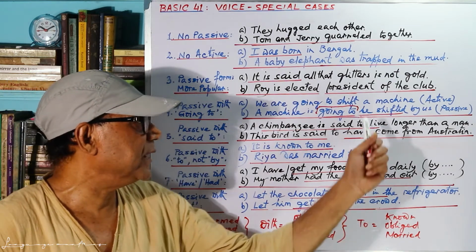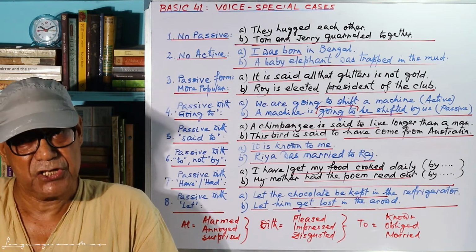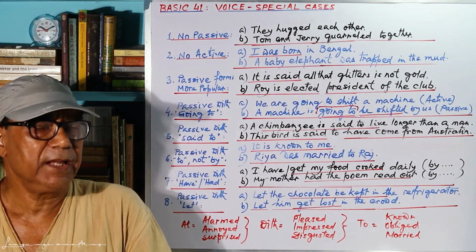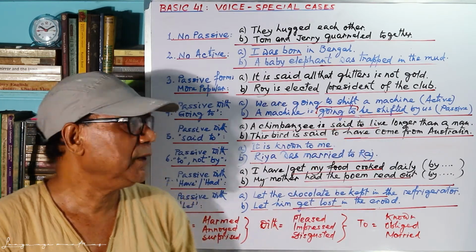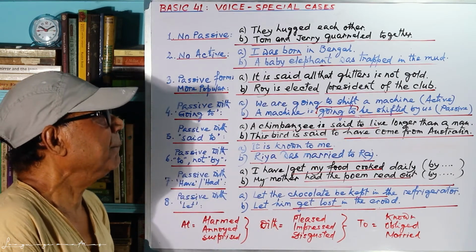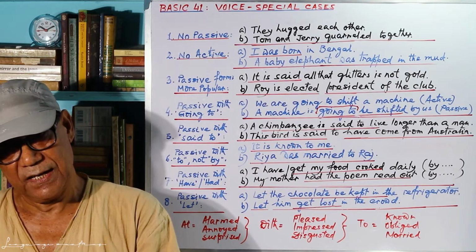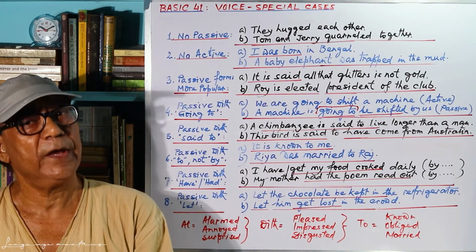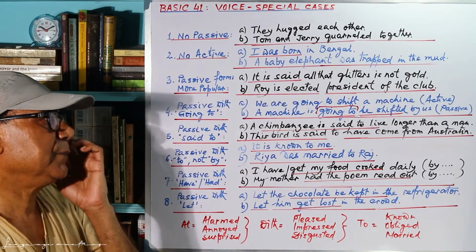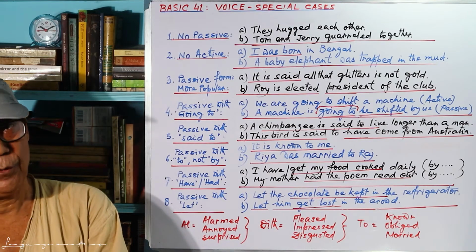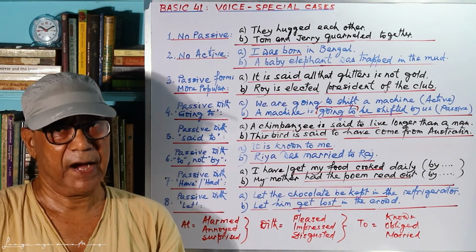But shift is the main verb, so must remember that if there is any change in the passive form, it will be the verb shift, not going to. So what will be the passive format? A machine is going to be shifted. Going to is there, but going to be shifted in the passive form. We are going to shift a machine in the active form, and in the passive, a machine is going to be shifted by us.